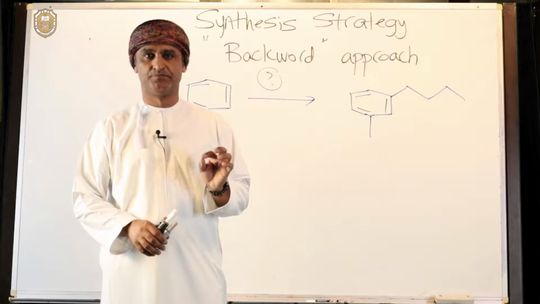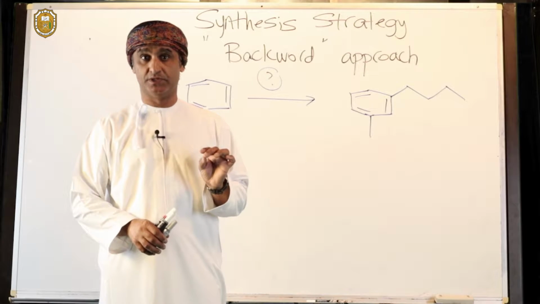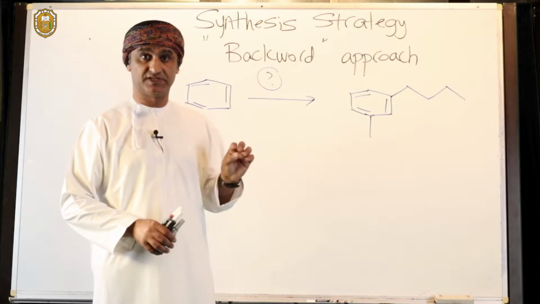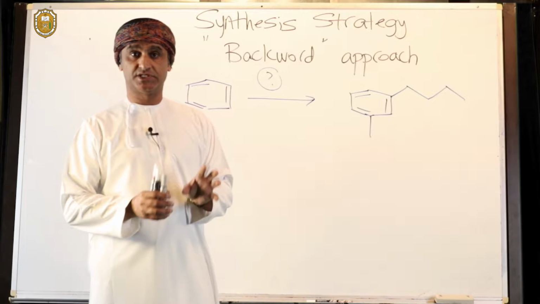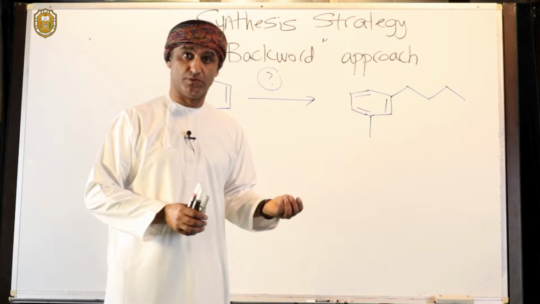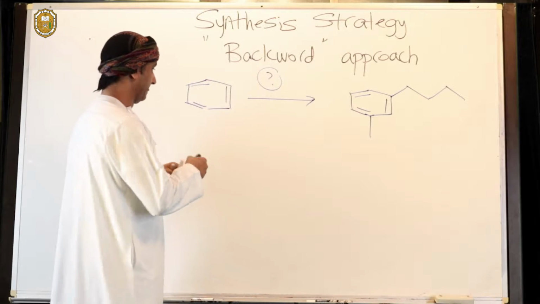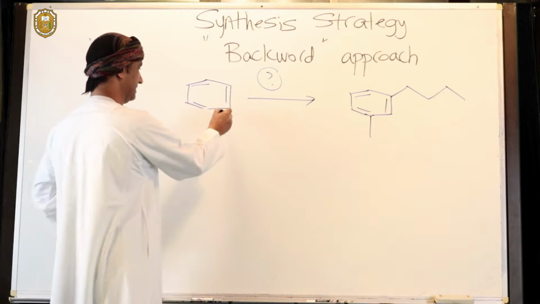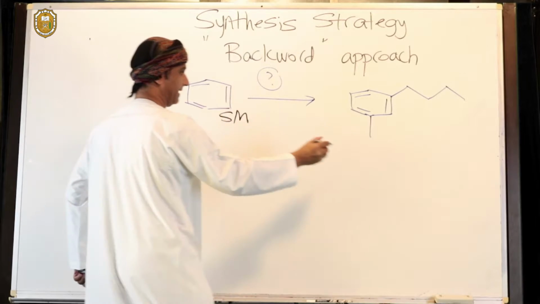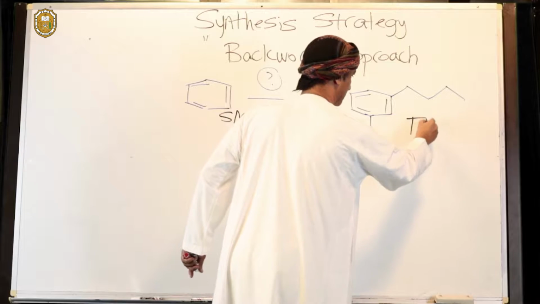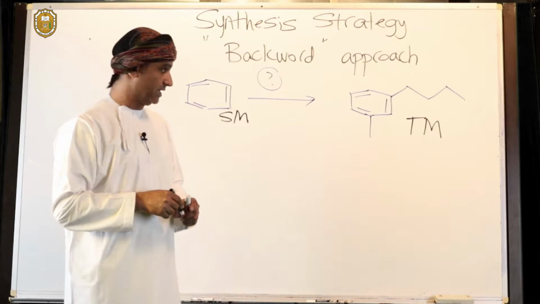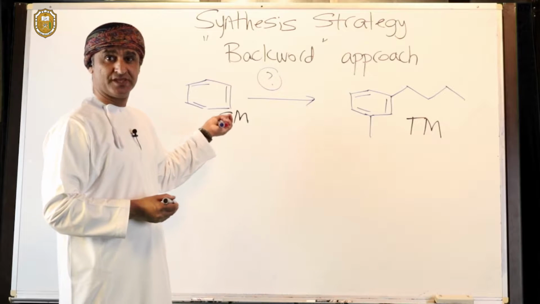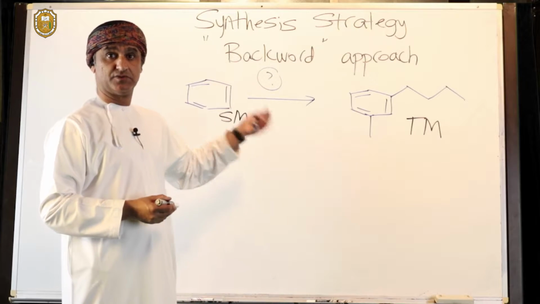Let's suppose we have a synthetic problem where we are given a specific starting material and a specific target, and the question is how to transform a starting material into a target molecule, or TM, target molecule, or synthetic target, if you like. So how do we go from the starting material to the target?